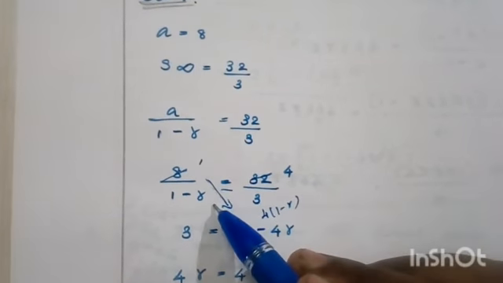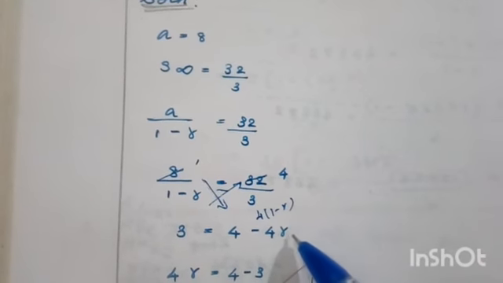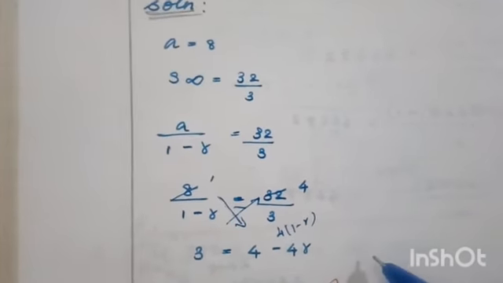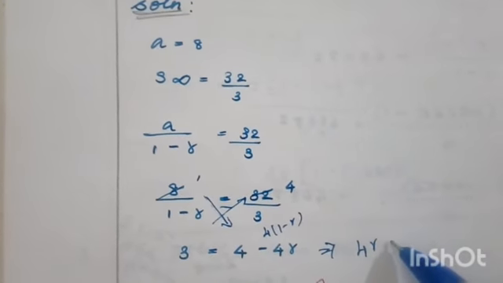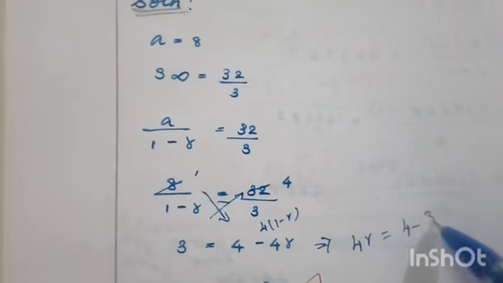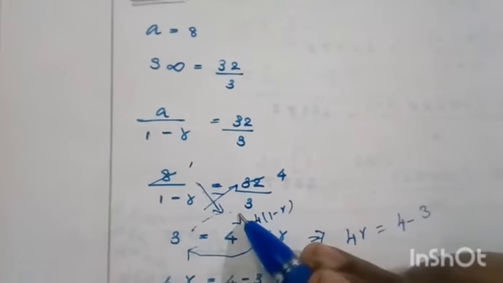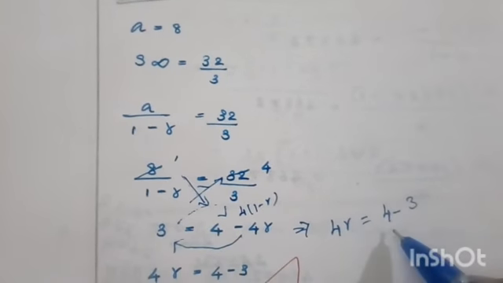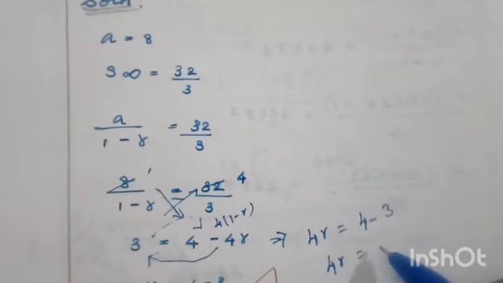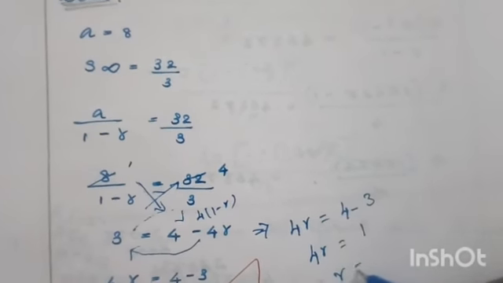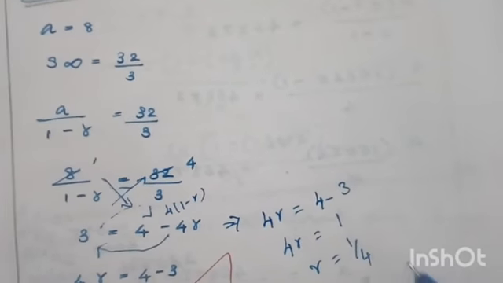This is cross multiplication. Now you have to arrange it on one side. The 4r moves to this side, so 4r is equal to 4 minus 3, as 3 moves to the other side. So 4r is equal to 1, so r is equal to 1 by 4. So the common ratio r is equal to 1 by 4.